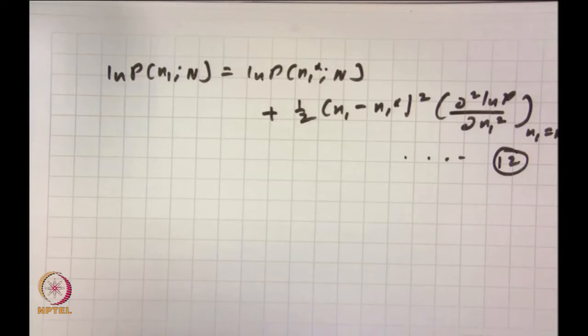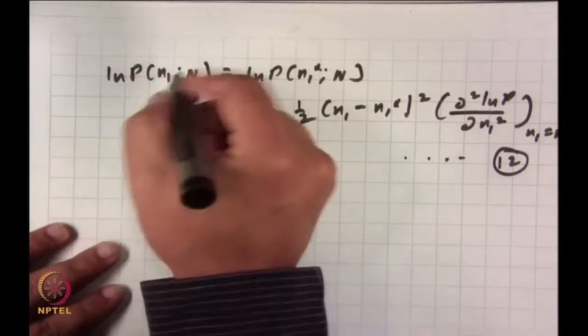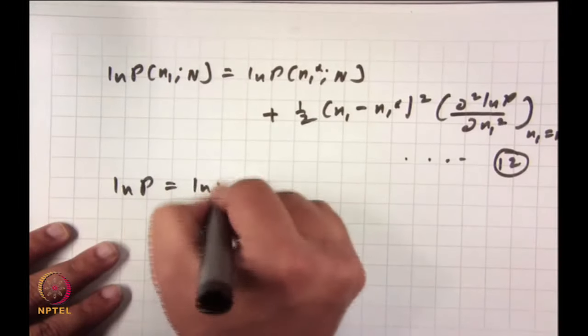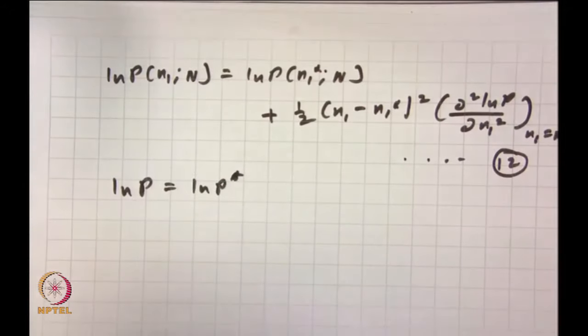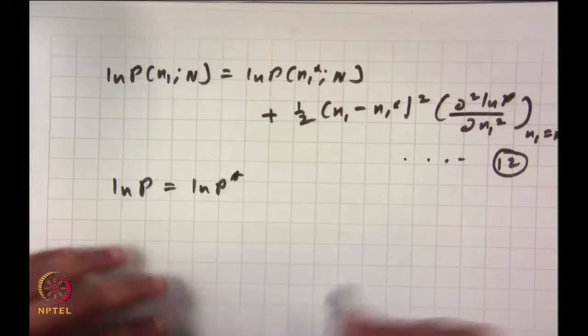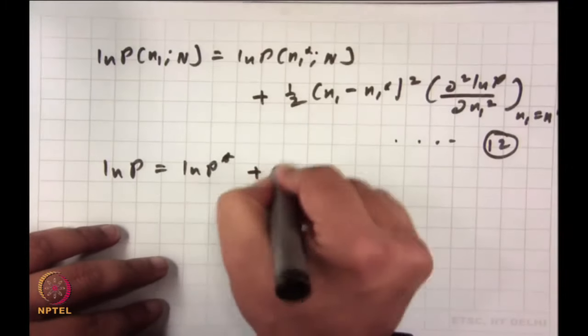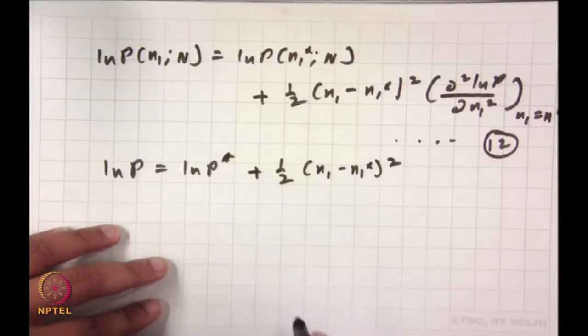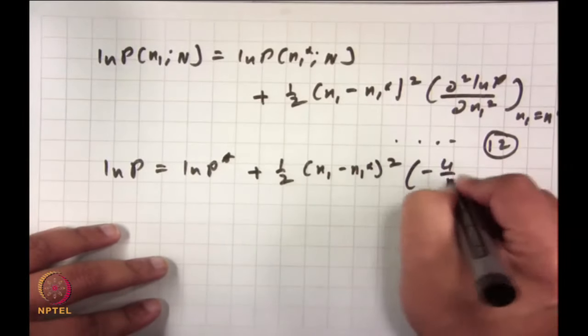Now, tell me another simplification. What can I do now? Remember, everything is being done at n1 equal to n1 star. Can I put in anything for the second derivative? Minus 4 by n, right? We just figured that out. So then I can write: now I will replace this p n1 n by ln p equal to ln p star. I will just say p star because that corresponds to n1 equal to n1 star. Then this plus half n1 minus n1 star squared, and this is minus 4 by n.